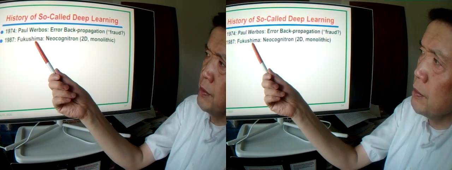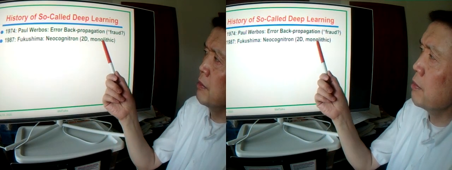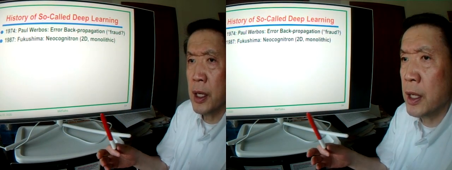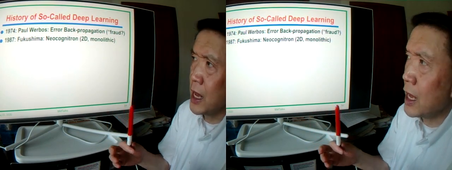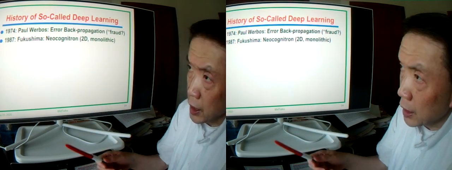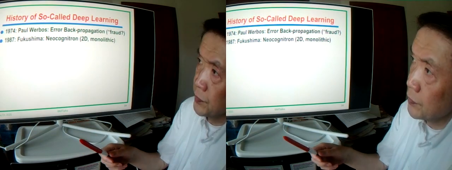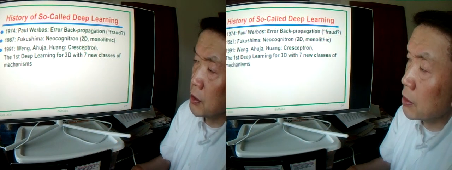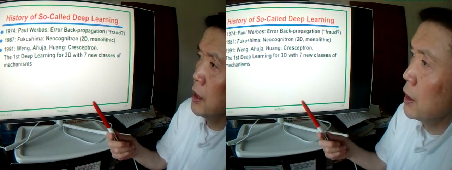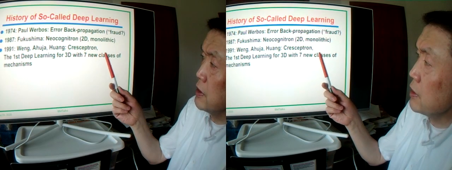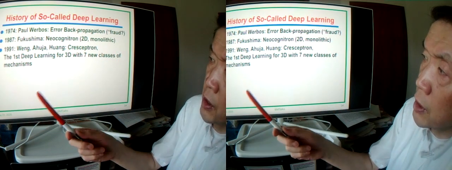Then Fukushima's neocognitron was monolithic, meaning that for the entire pattern, it decides whether this pattern belongs to a class, and does not allow anything inside to be 3D or multiple objects. And that's 1987. The Cresceptron was meant to solve the general vision problem, although it didn't solve all the vision problems. But for the 3D world, it has 7 new classes of mechanisms that I will talk about later.